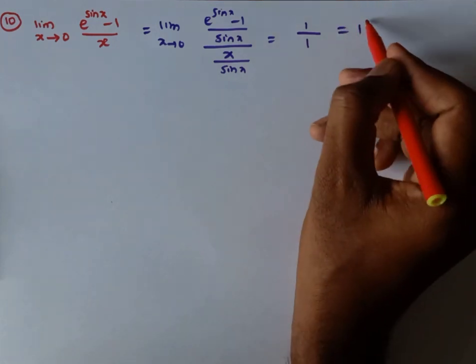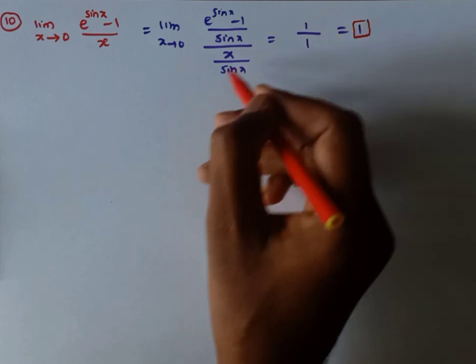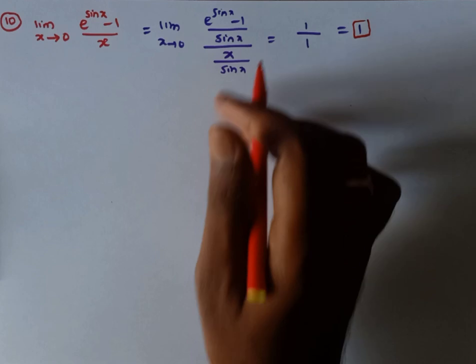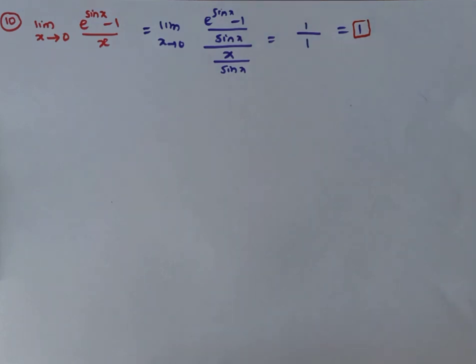Limit x tends to 0, sin x by x is 1, or we can write x by sin x is also 1. If possible you can write it as 1 by (sin x by x), no problem. Limit x tends to 0, x by sin x is also 1, and limit x tends to 0, x by tan x is also 1.